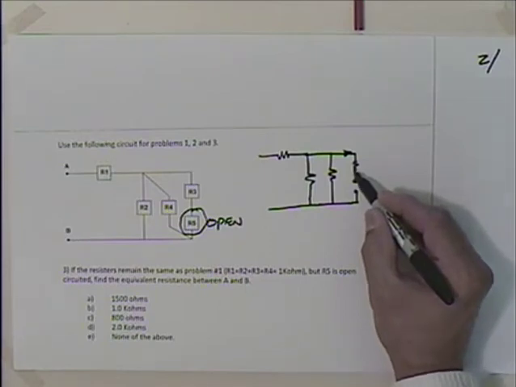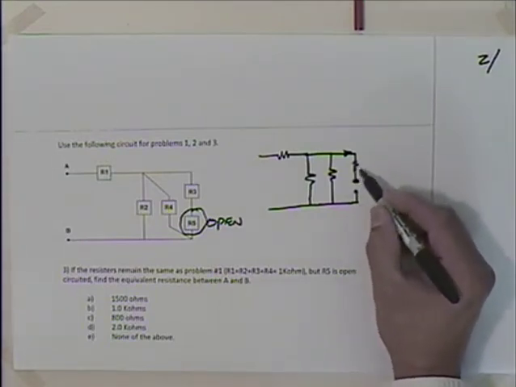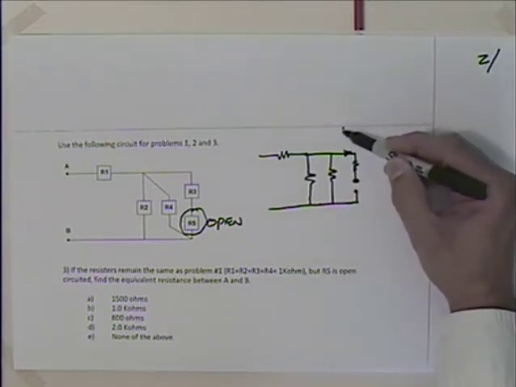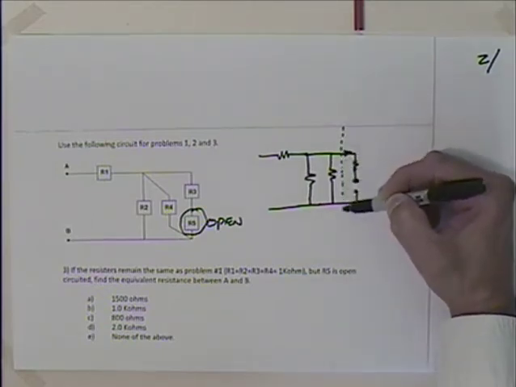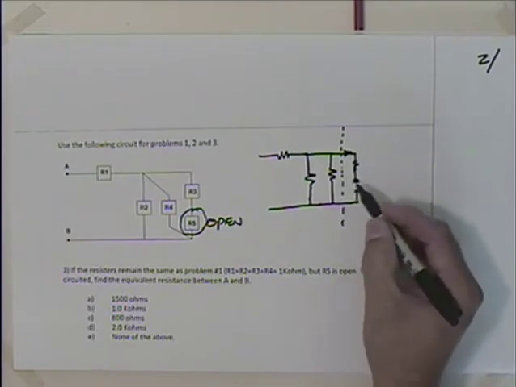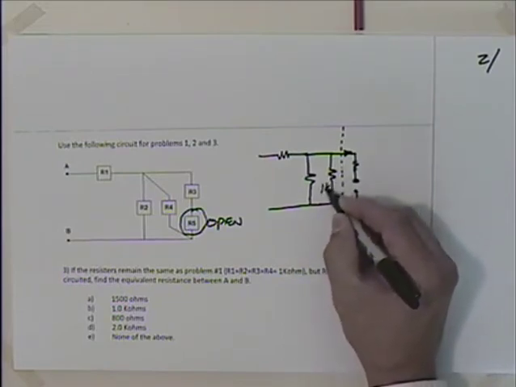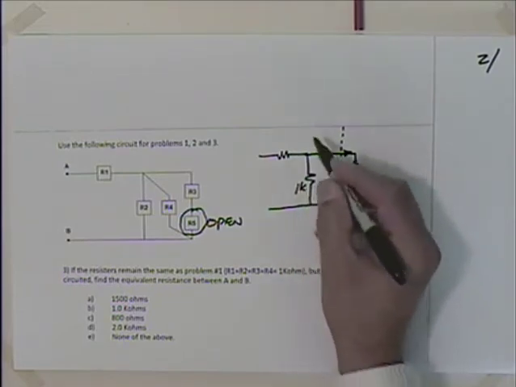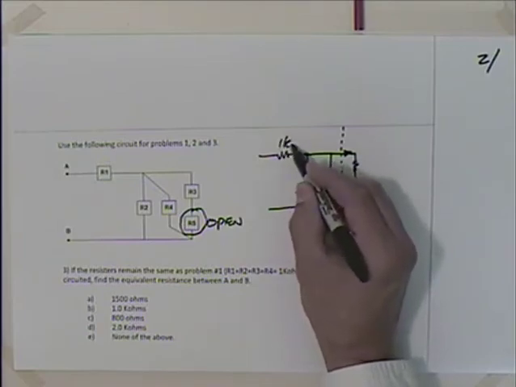If this resistor happened to be a light bulb like we talked about in the lecture, it wouldn't be lit, it wouldn't be operating, there'd be no current through there. So it effectively removes this part of the circuit, and we're left then with 1 k ohm here, 1 k ohm there, and 1 k ohm there.